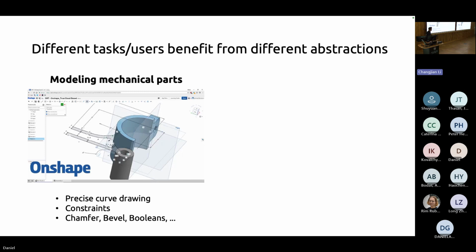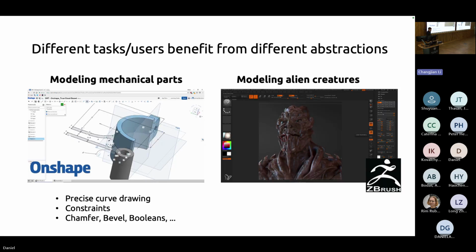But if I am a 3D artist trying to model alien creatures, there are very different abstractions that are going to be useful to me. I might prefer to use something like ZBrush, which is a digital sculpting tool, because it provides abstractions that let me push and pull at the surface to smooth things out, to apply vector displacement maps to add local details to things. These are the operations that I care about.